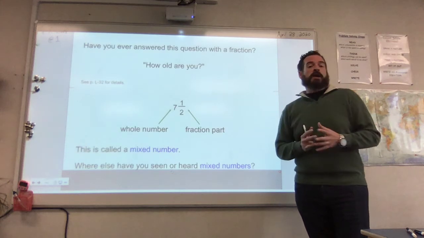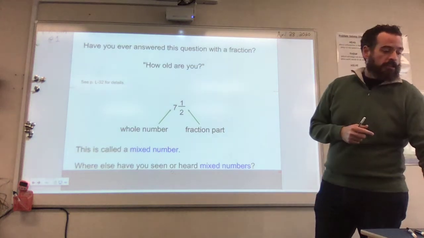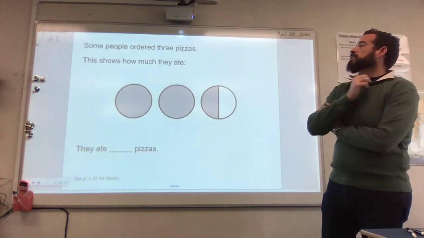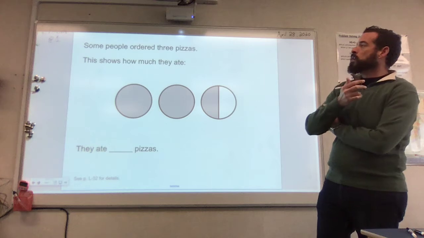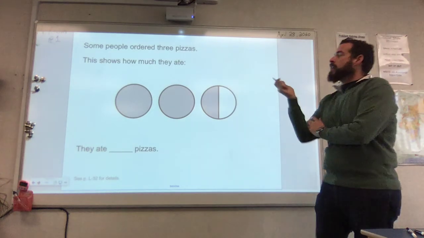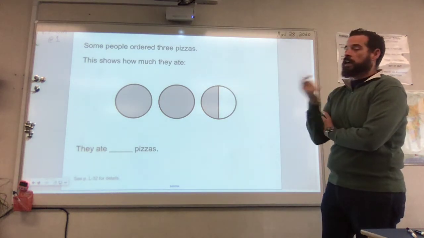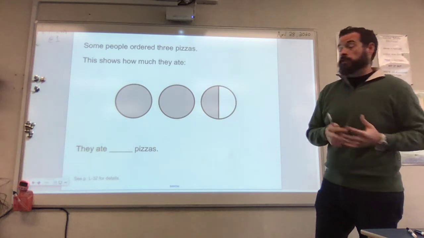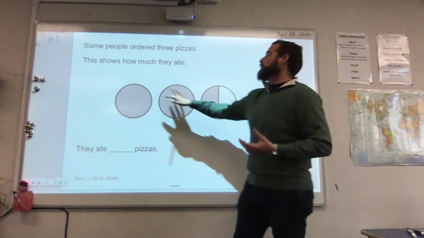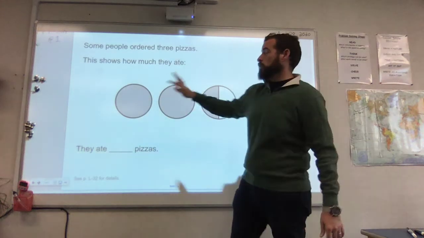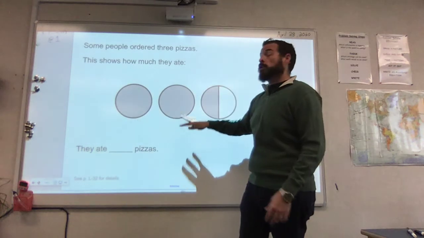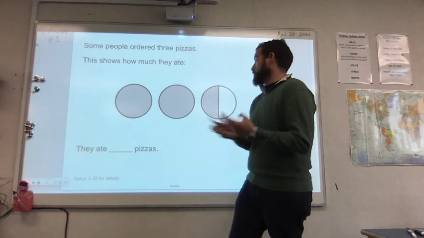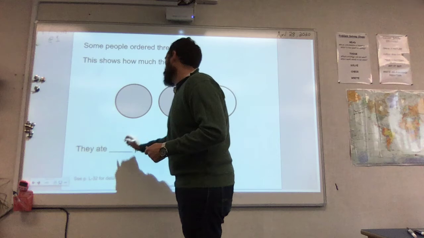So the mixed number has a whole part and a fraction. So let's take a look at this example. It says some people ordered 3 pizzas, and this shows how much they ate. So we're going to take a look. Now remember, a fraction is a part of a whole. So we've got 3 wholes. 2 of them are completely full. So that tells us that that's going to be part of our mixed number. That's going to be 2, since 2 are completely shaded.